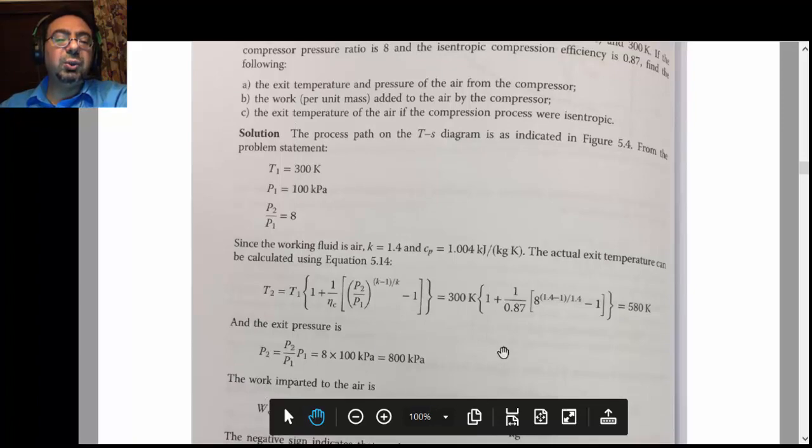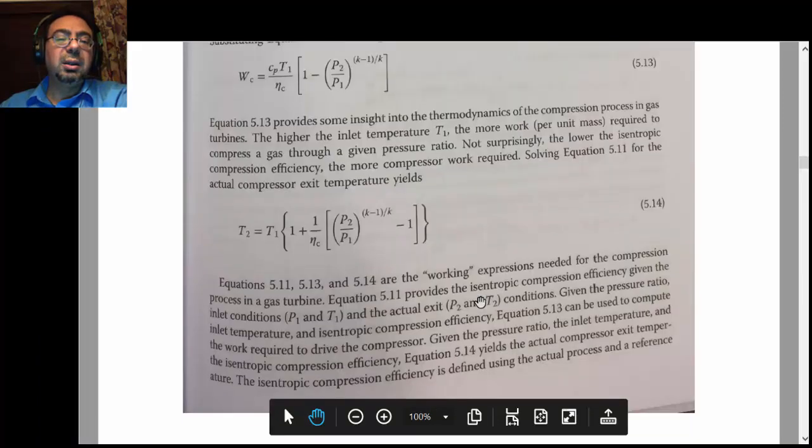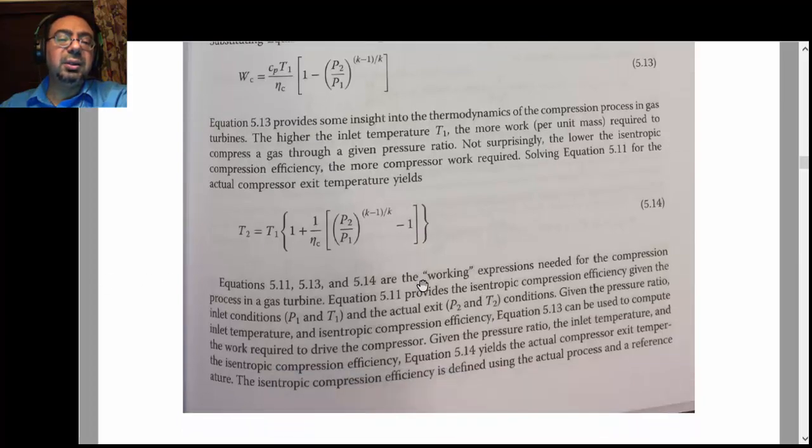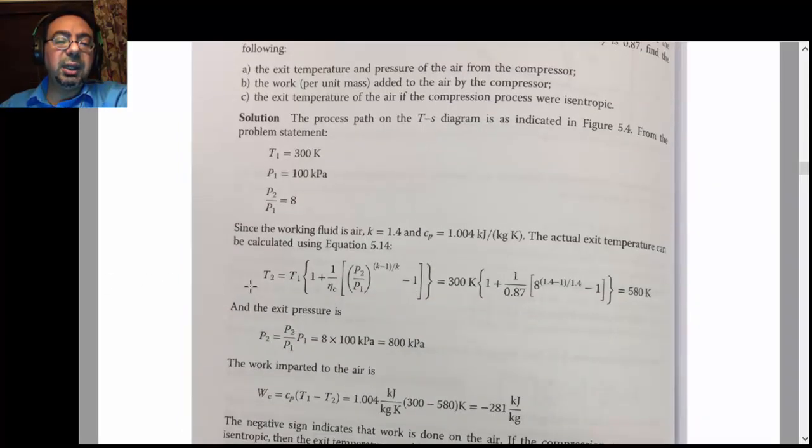Now for the exit temperature T2, he is using that big expression over here. I'm personally not really a fan of using expressions that we don't really know where they come from, and I would rather work from first principles. So I would get T2s, and then I would use the eta compressor to come up with T2. But in this case, we actually know where this expression comes from, and we know it's applicable, so you go ahead and use it. Don't worry about it, because it's really correct. So this will give you T2.